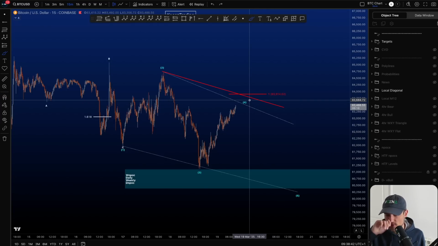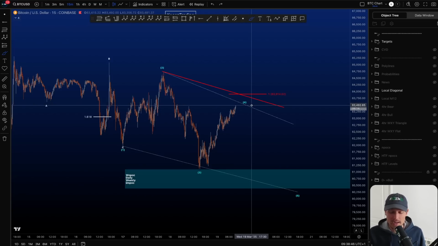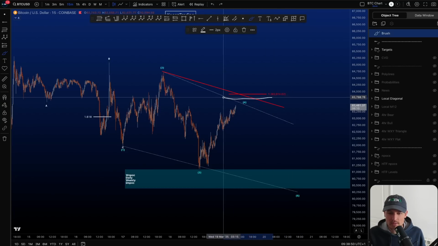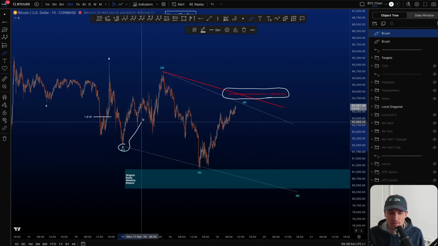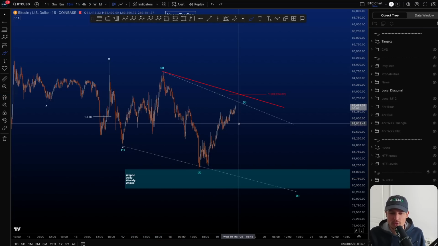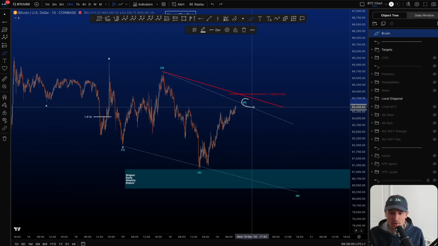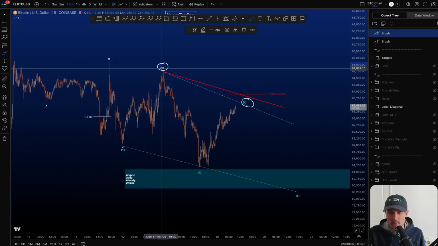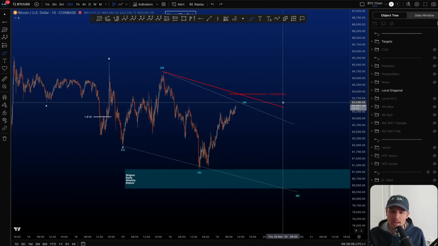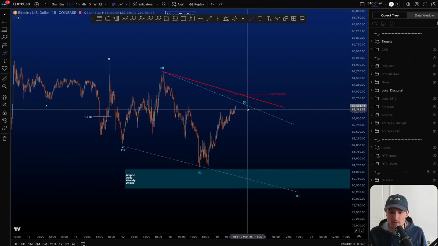The invalidations for a corrective contracting diagonal are the two red lines here. Now, this red line, the 1-to-1, is a trend-based fib from the start to the end of 2 to the end of wave 3. In a contracting diagonal, your wave 4 has to be smaller in price compared to your wave 2. If you touch 83.9K, then that is not true, and it invalidates this scenario.